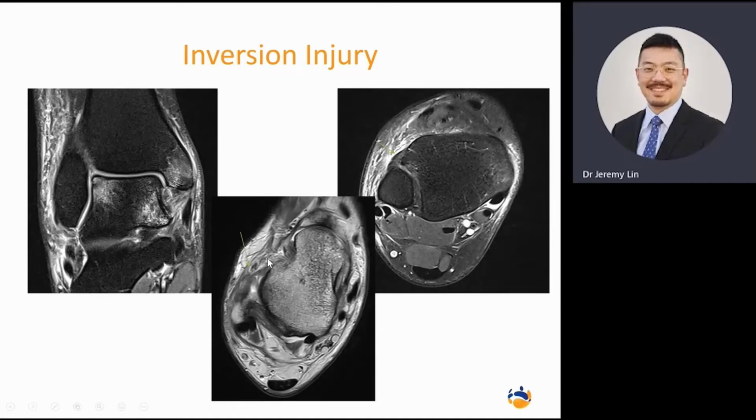And then the last one we come to is the ATFL. So the ATFL is basically gone. You can still see some intact fibers, but most of it is gone. And this is probably going to be a functionally complete rupture. And also we can see the medial ligament, which is crushed between the two bones as they come together, and it's edematous. You've got some loss of normal fibers here.